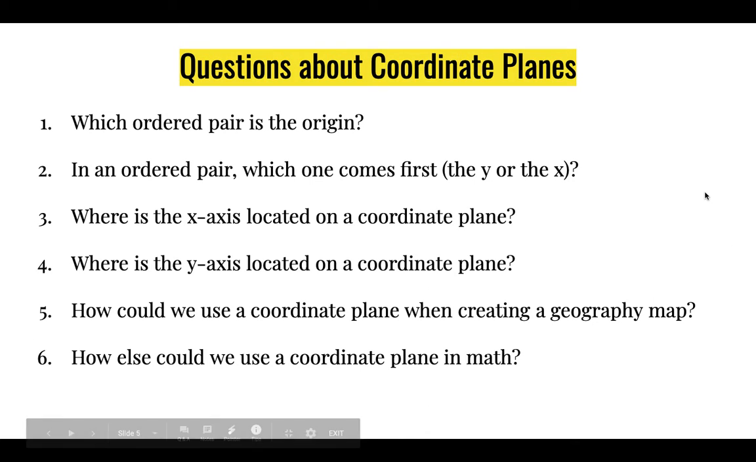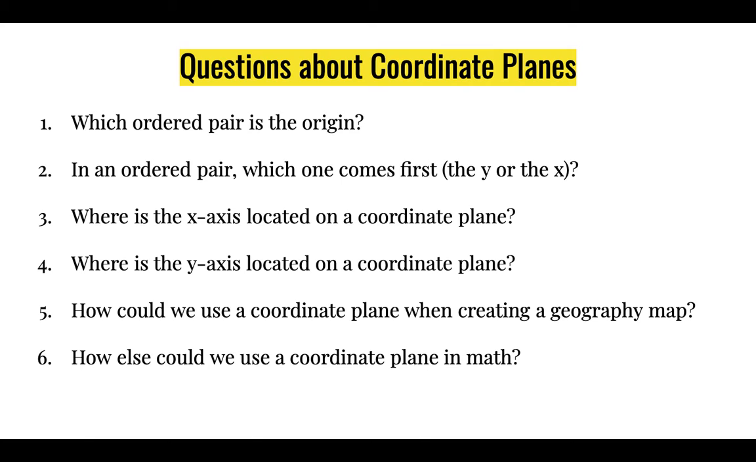And then we're going to come over here. This is just extra questions about coordinate planes, just to see if you were paying attention. So which ordered pair is the origin? All you need to do on your notebook paper is write down 1 through 6, and then just give me the answer beside it. You don't have to write out your questions. So number 1 was, which ordered pair is the origin? Remember, that's where you start every time.